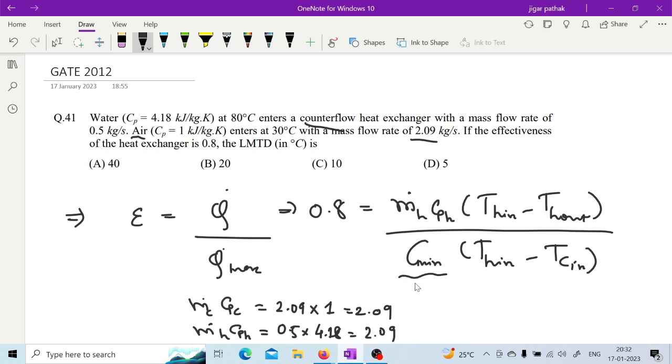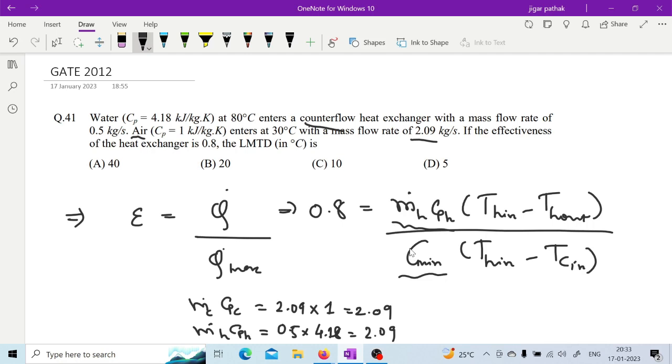So C mean will be 2.09. Effectiveness is given as 0.8. Here this MH into CPH is 2.09, so ultimately this will be cancelled actually. Is it 10?